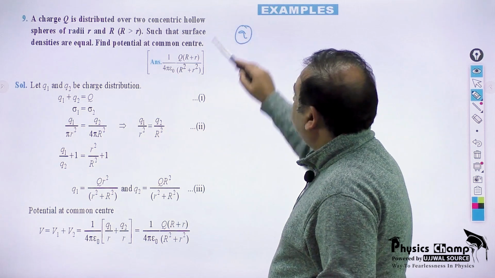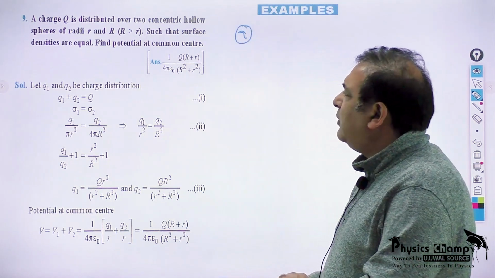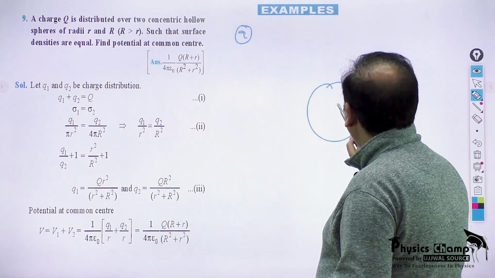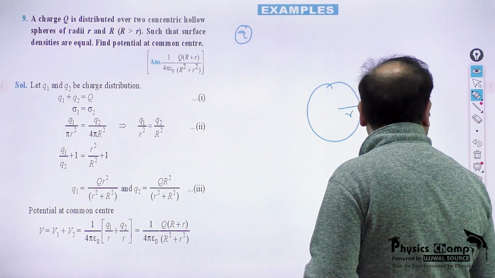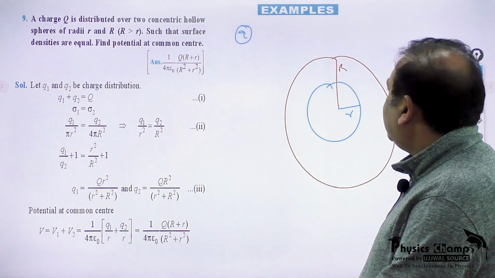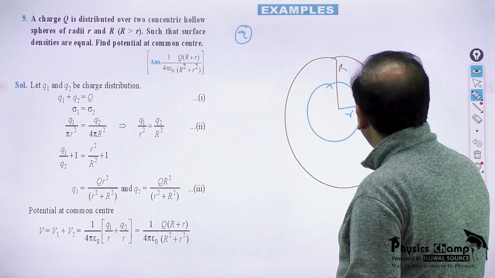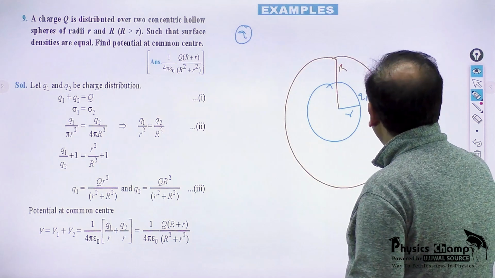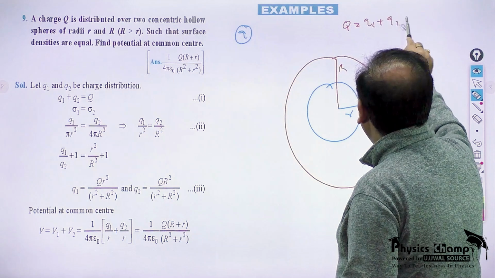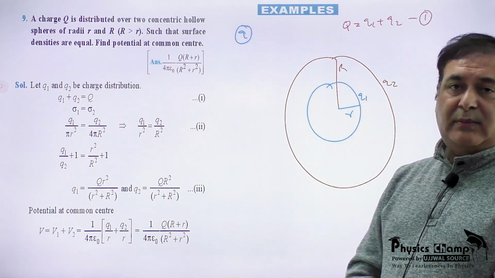Now, question number 9. A charge capital Q is distributed over two concentric hollow spheres of radius small r and capital R. So you have a hollow sphere of radius small r and an outer one of radius capital R. A charge capital Q is distributed over them. Maybe the inner was having a charge Q1 and the outer was having a charge Q2. In fact, it is capital Q which is distributed among them as Q1 and Q2. But surface charge densities are equal.